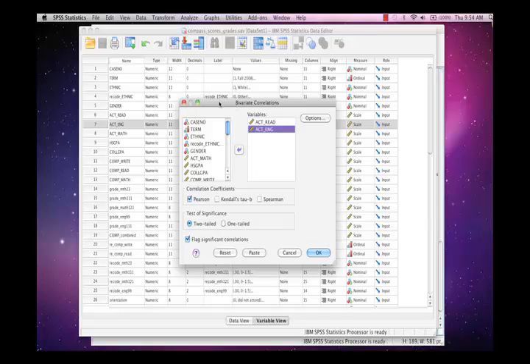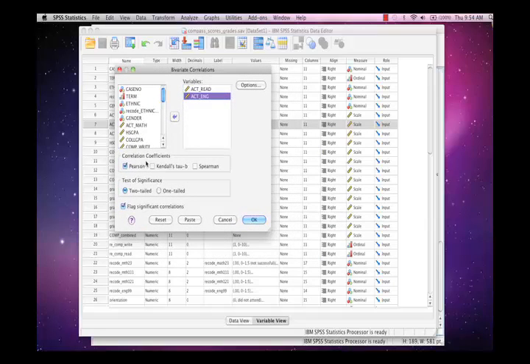There are several different types of correlations that we can run. We've been learning about the Pearson's R, and that's the default. Here are some other options that we're going to learn about later when we talk about inferential statistics, Kendall's tau-b and Spearman. But right now we're just going to run Pearson's R, and that is for two variables that are measured at the interval ratio level.